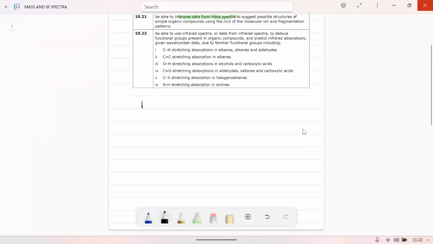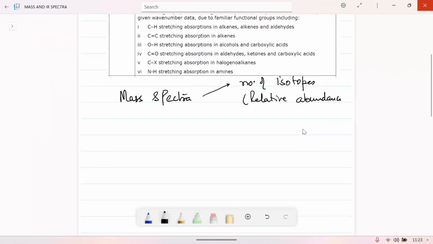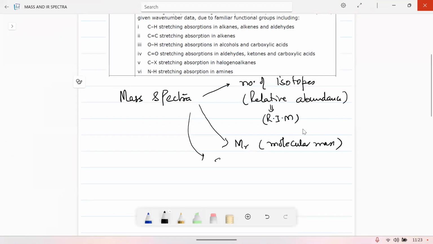So when you talk about the mass spectra, it gives us an idea of the number of isotopes. You can find out the number of isotopes and their relative abundances. And based on that, you can find out the relative isotopic mass of any element if it has isotopes. Then you can also find out the MR, that is the molecular mass of an unknown substance. And to some extent, it also gives us an idea of the structure of an unknown substance.